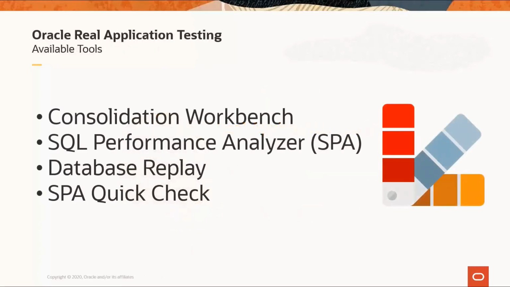Inside Oracle Real Application Testing, we have 4 available tools. The first one is the Consolidation Workbench. We have the SQL Performance Analyzer, and we call it SPA. We have Database Replay, and also we have SPA Quick Check. We're going to be reviewing each of them individually in the next slides.